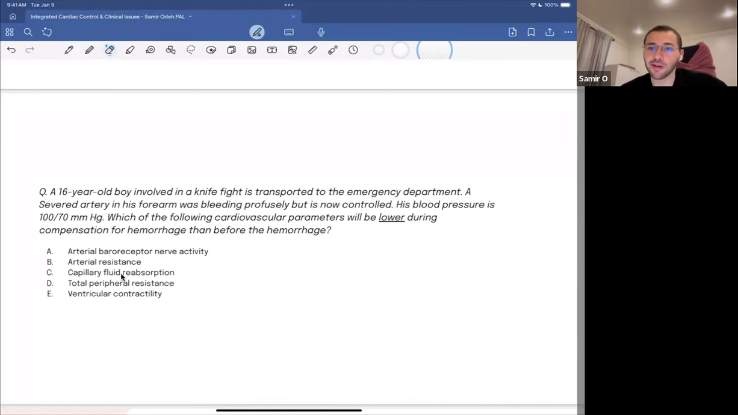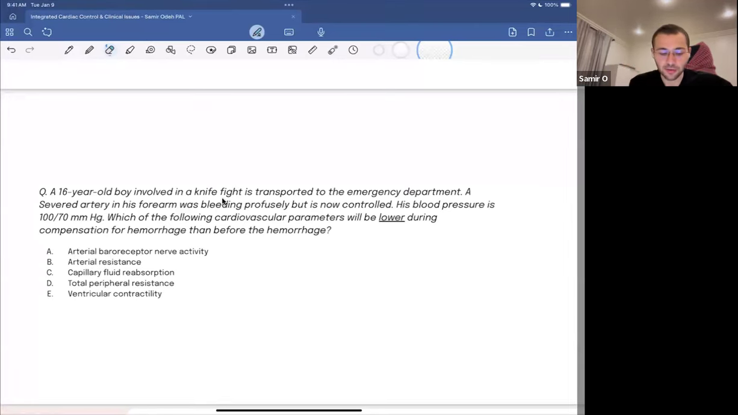Is it arterial resistance? Well, no. Arterial resistance, if anything, would be increased because that sympathetic nervous system is trying to clamp down on the blood vessels to maintain blood pressure. And as you can see, he has very low blood pressure. Capillary fluid reabsorption, you have another. This is a type of shock, yes. So because again, look, okay, so this is a case regarding hypovolemic shock.